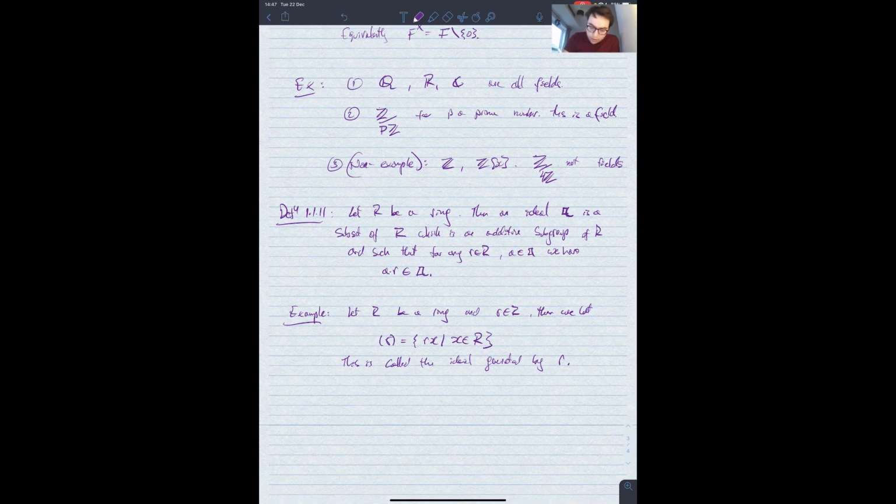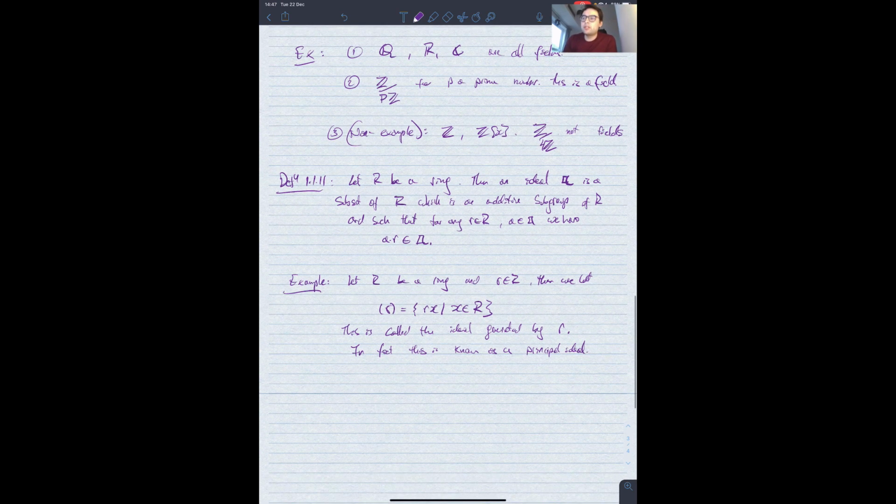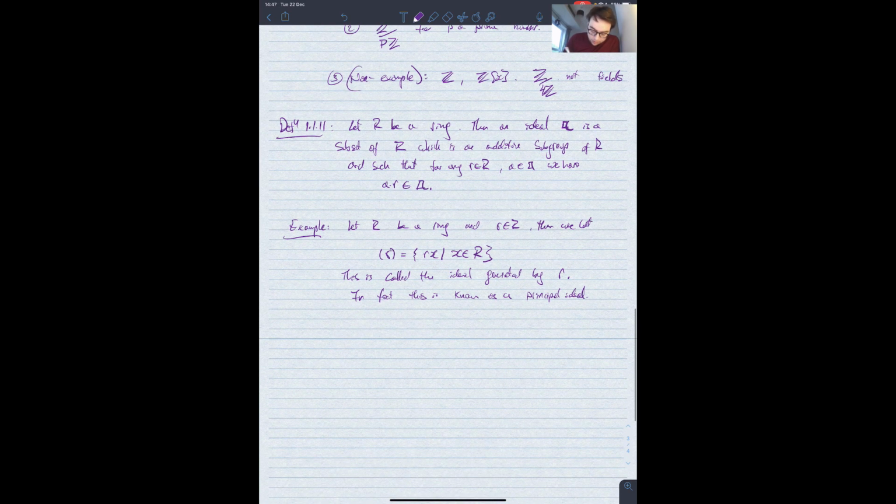Technically, I've taken an element of R and generated an ideal from it. Because I've only used one element to generate it, this is called a principal ideal. But you can do a similar construction if you take more than one element. You won't get a principal ideal, but you can get other types of ideals.